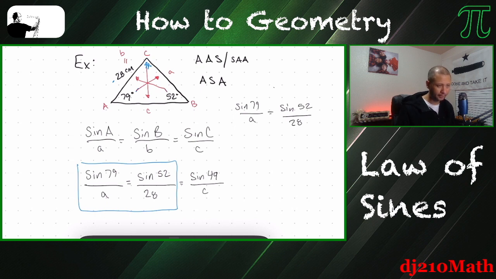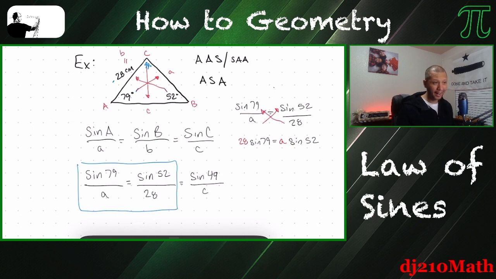Now, because it's in the denominator, there's a couple different techniques you could use. The butterfly method, I've heard. Personally, I like to cross multiply the denominators. So this is going to be 28 sine 79 is equal to little a times sine 52.